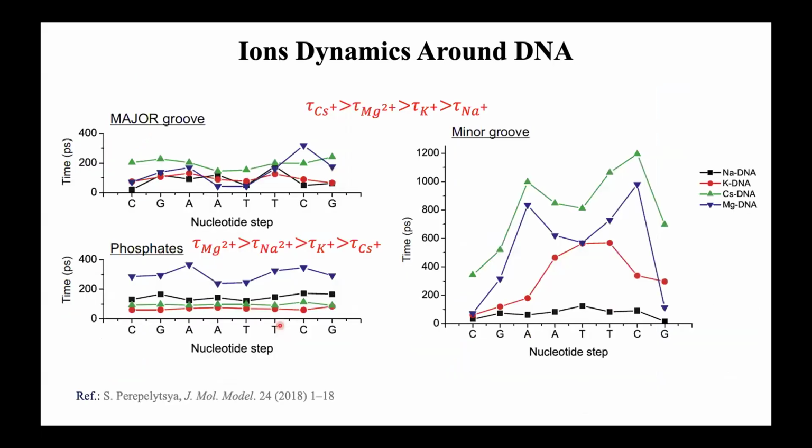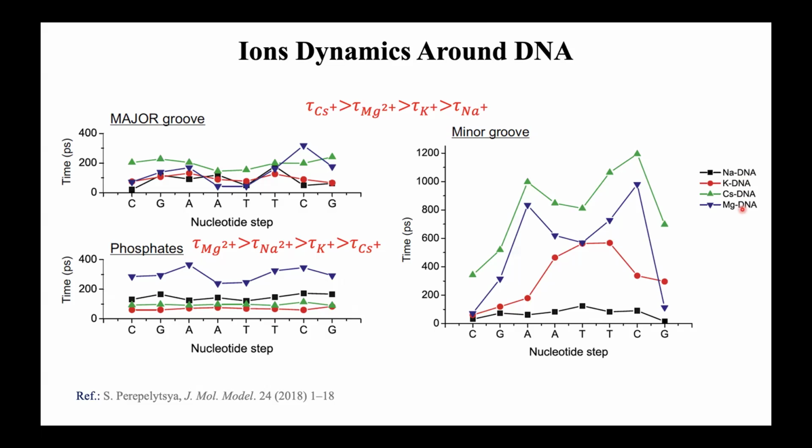Also, using MD simulations, the residence time of counterions was calculated for the different regions of the double helix: the minor groove, major groove, and phosphate groups, for some of the ions listed here: sodium, potassium, cesium, and magnesium.